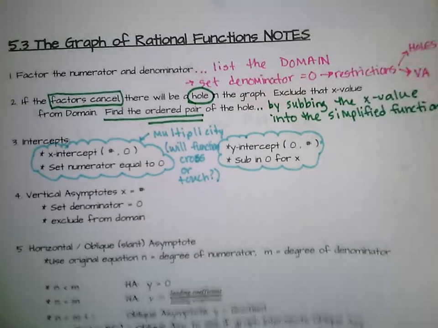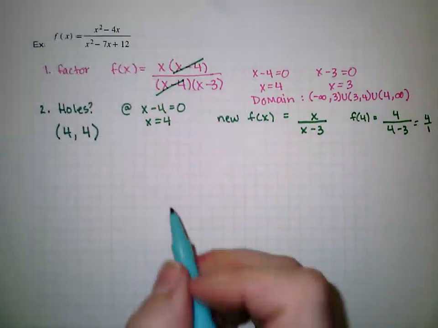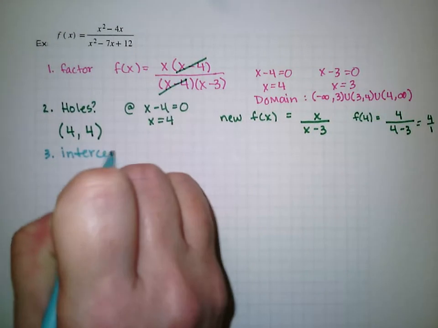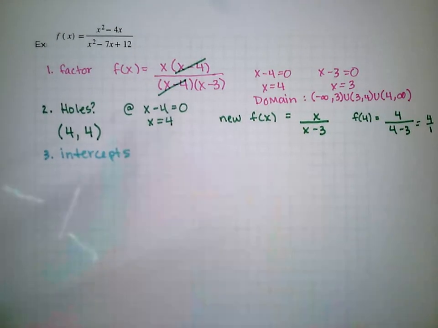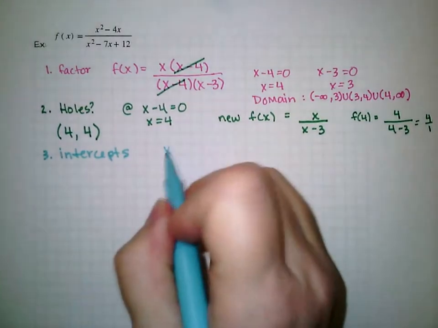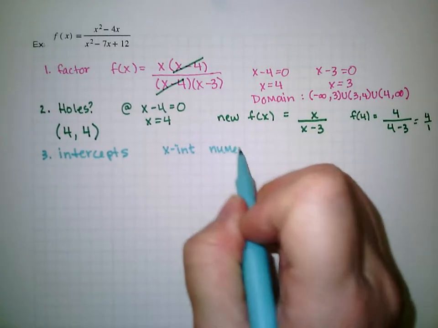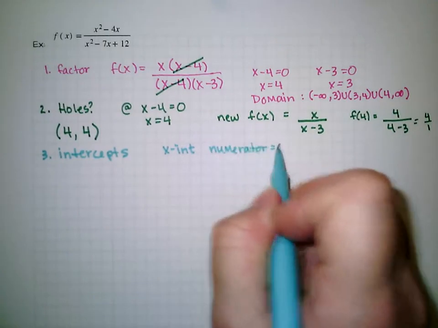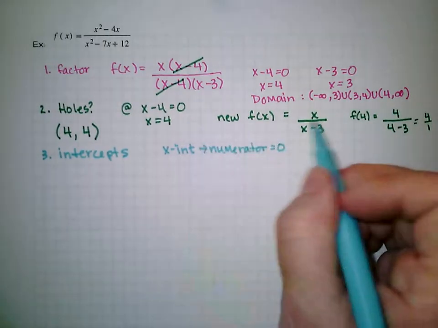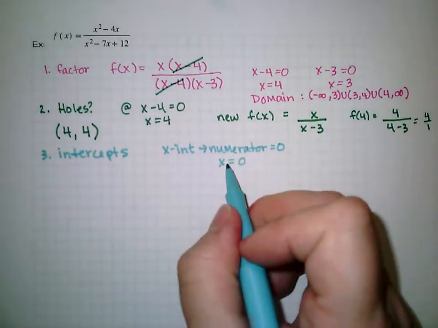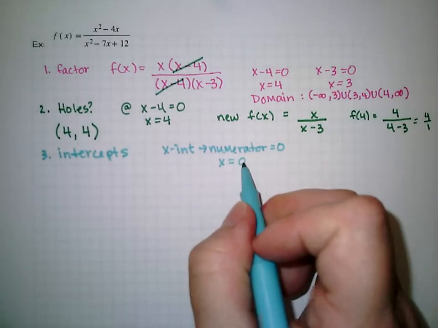Okay, so let's look at our example. Intercepts. So for the x-intercepts, we set the numerator equal to 0. Our numerator is x, so we go x equals 0. So our x-intercept is going to be (0, 0).